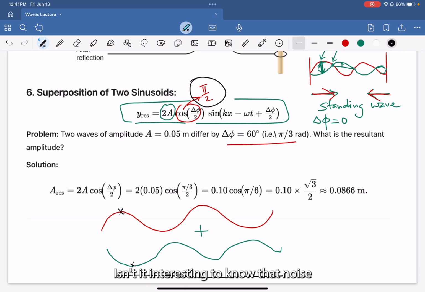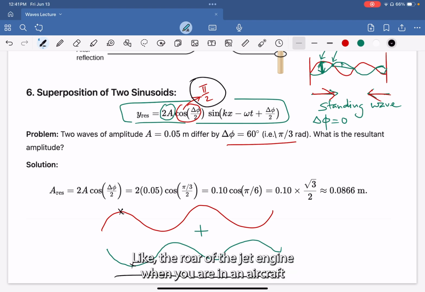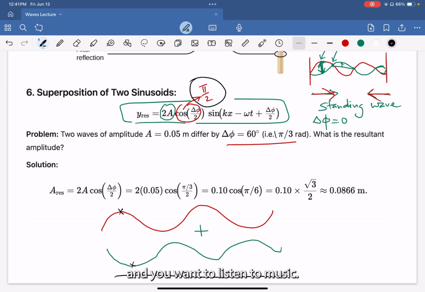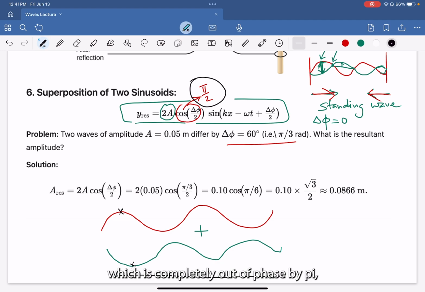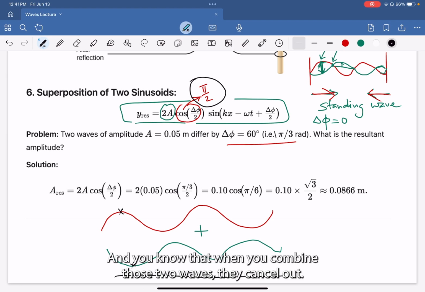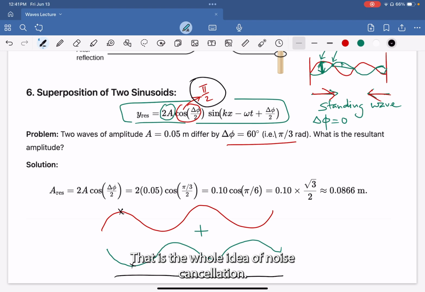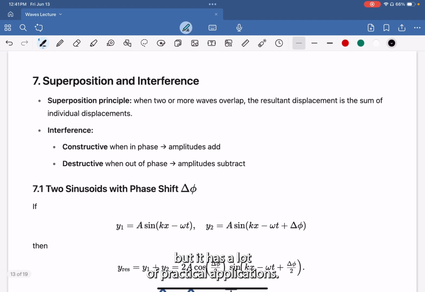Isn't it interesting to know that noise cancellation headphones use this idea? Whatever noise is to be canceled out, not the music, but the outside noise, like the roar of the jet engine when you're in an aircraft and you want to listen to music. What the electronics does is it takes that noise and creates another wave which is completely out of phase by pi and then combines them together. And you know that when you combine those two waves, they cancel out. That is the whole idea of noise cancellation. I hope that makes sense. All of this looks theoretical, but it has a lot of practical applications.